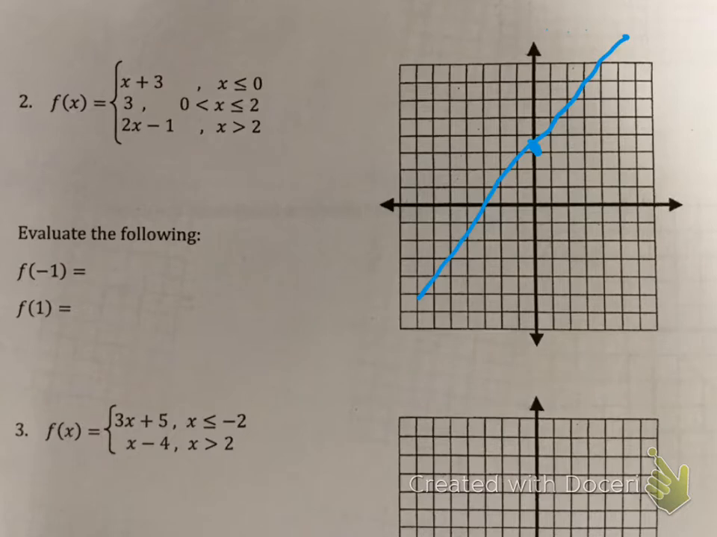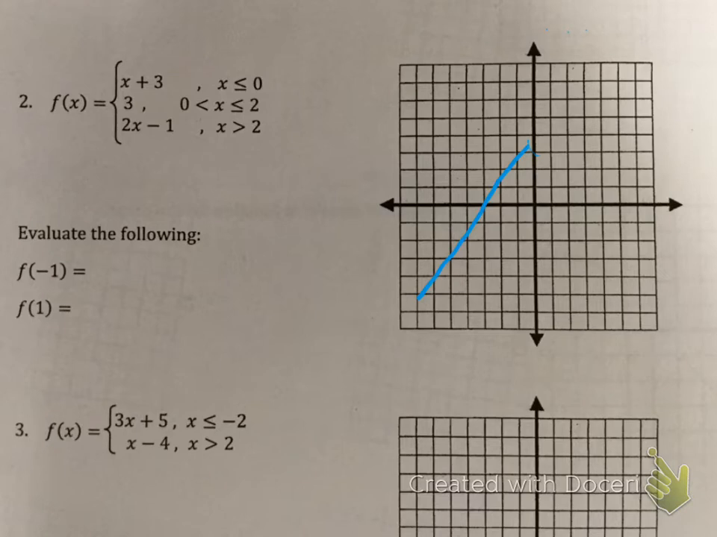Okay, in this problem, number 2, I graphed the first line. But now it only wants the restriction. It only wants my restriction to be when x is smaller than 0. So I'm going to erase when x is bigger than 0. Bye-bye. There's the first equation.